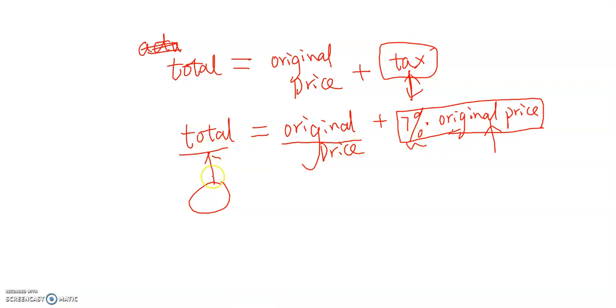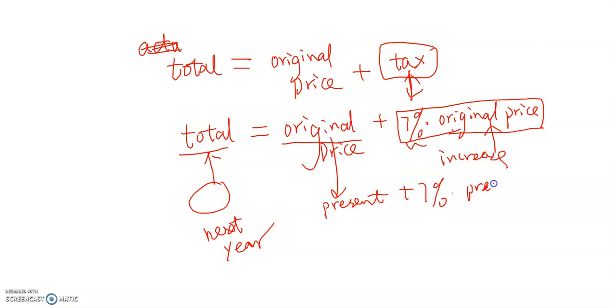So it's very similar. The total here corresponds to next year's salary, and the original price corresponds to our present salary. And then the increase is like the tax. So similarly you do 7% times the present salary. It's very similar, although they look like different questions. The original price is just like our present salary, the 7% increase is just like the tax rate, and the total is next year's salary. Okay, so if you have any questions, feel free to contact me.